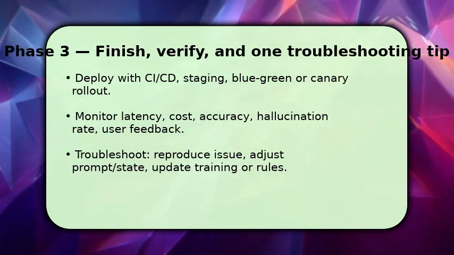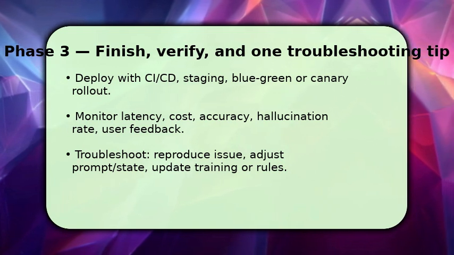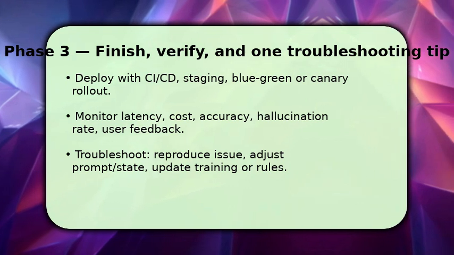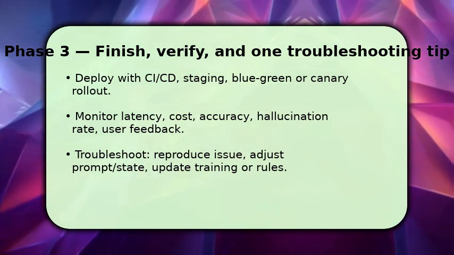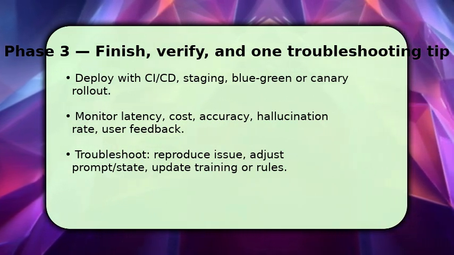If problems appear, reproduce the failing interaction, inspect context and prompt state, then adjust templates, add guardrails, or retrain on curated examples. A key troubleshooting tip: if responses drift, isolate the context window and test minimal prompts.